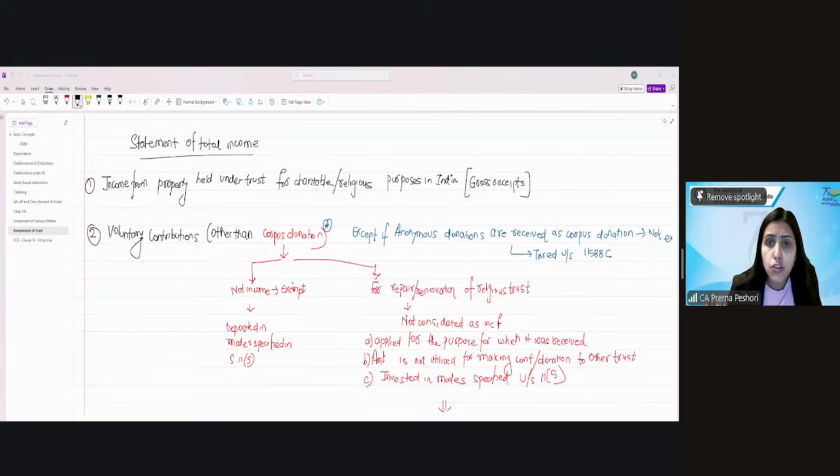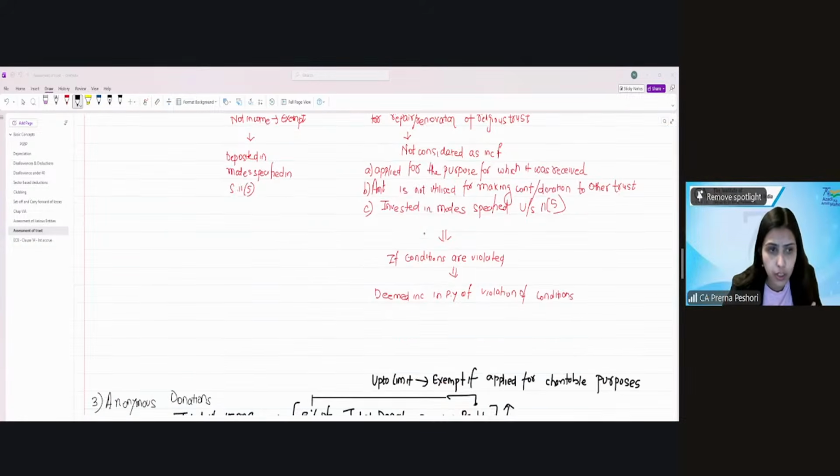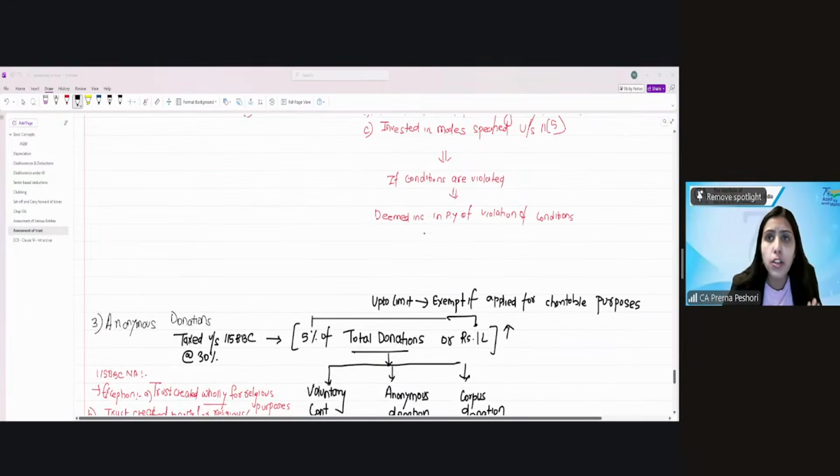And if the corpus donation is given for the repair and renovation of the religious trust, again it is not considered as income if it is applied for the same purpose for which it was received. The amount is not utilized for making the contribution or donation to any other trust and it is invested in the mode specified under section 11(5). Are we clear? Yes, ma'am. If any of the conditions are violated, these will be deemed income in the previous year of the violation of condition. Then we had spoken about the anonymous donation.